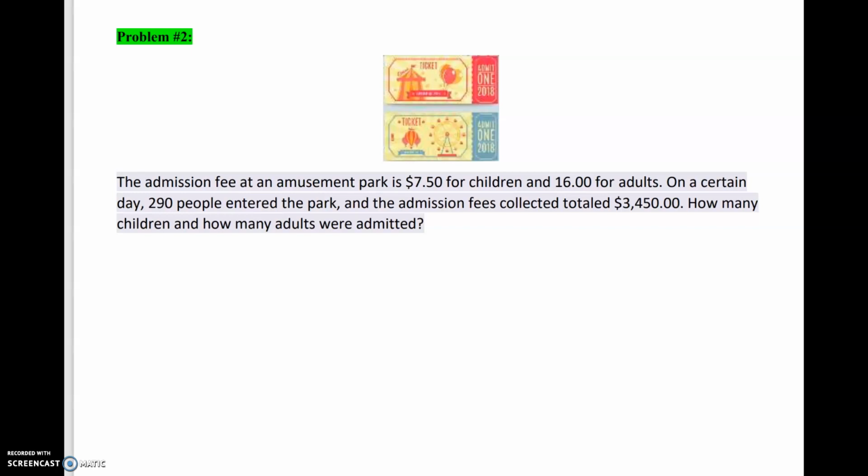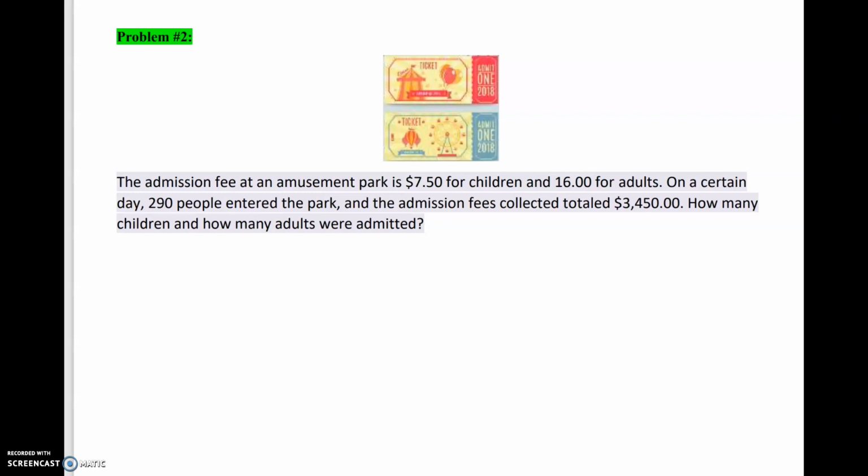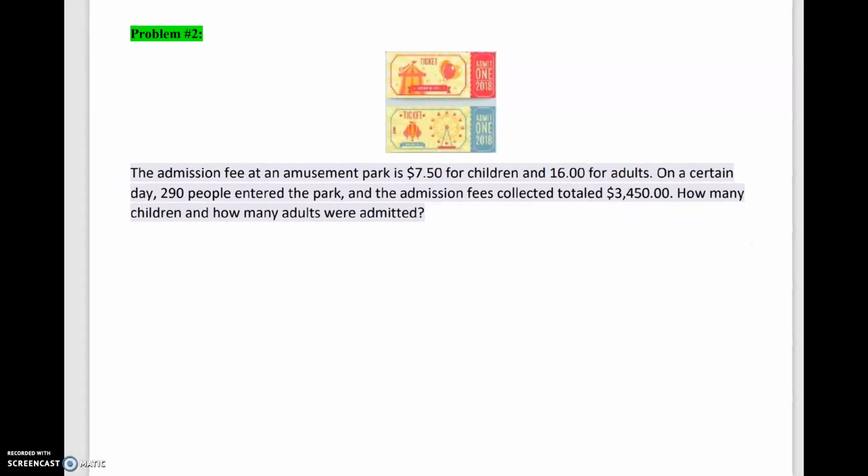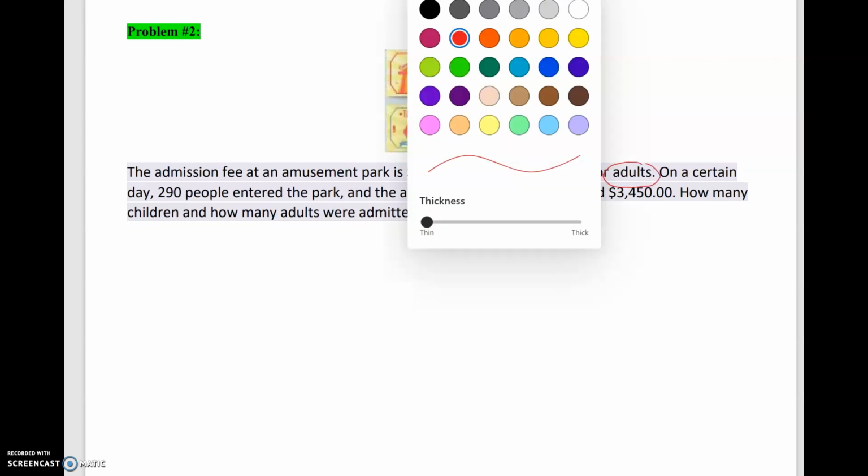Hi class, let's take a look at problem 2. In this second application, we're talking about tickets for an amusement park. Let me start by declaring the variables. There are two main events occurring in here. One event is going to be the children tickets, and the other one will be the adult tickets.